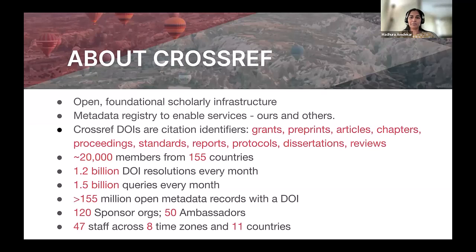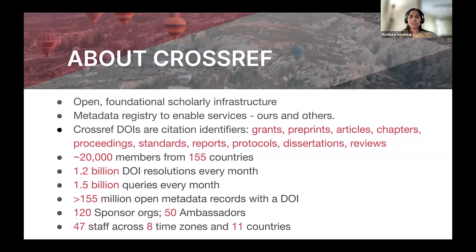Today, Crossref has a metadata registry of research objects, persistent identifiers, and relationships that's open for all and can be built on by us and others. Today, there are more than 20,000 members from 155 countries. These members create metadata records for a range of research objects, and a partial list is present on this slide. These research objects include things like grants, preprints, journal articles, and so on.